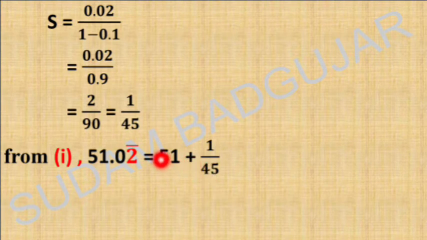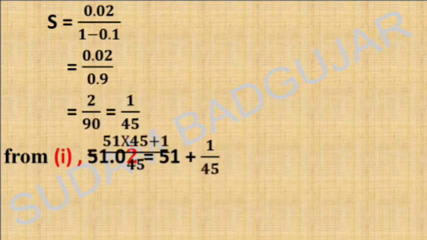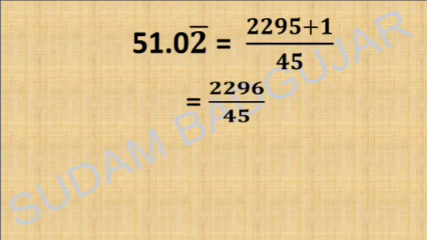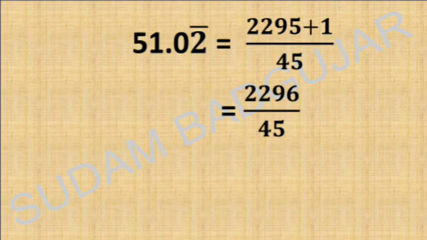51.02 bar is equal to 51 plus 1 by 45. Then taking LCM and cross multiplication, 51 into 45 plus 1 upon 45. Then after simplifying, you will get 51.02 bar is equal to 2296 upon 45. That's it.